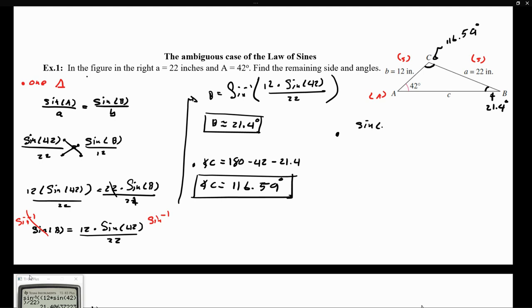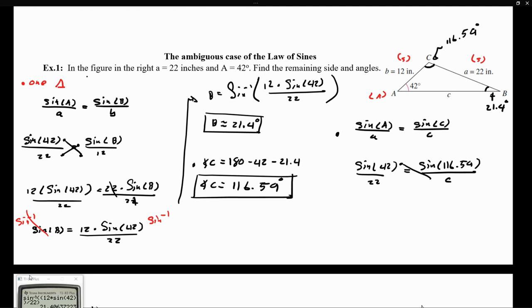I can set it up just like we did before. So the sine of A over A can be equivalent to the sine of C over C, and we already know what angle C is, so we can just plug that in. So now we can set it up as the sine of 42 over 22, and that's equivalent to the sine of 116.49, because that's what C was equivalent to, over C.